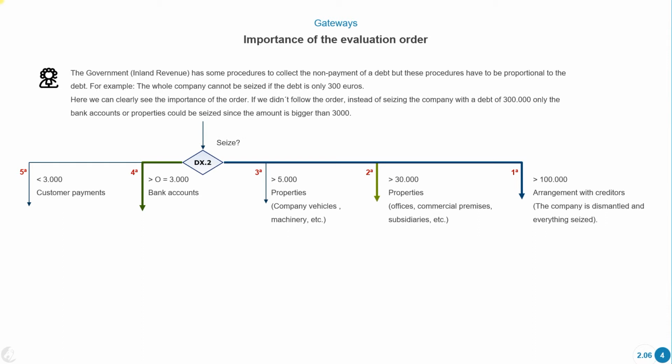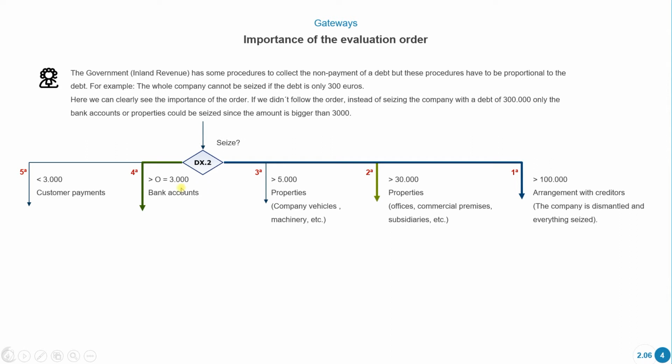The government has some procedures to collect the non-payment of a debt, but these procedures have to be proportional to the debt. For example, the whole company cannot be seized if the debt is only 300 euros. Here, we can clearly see the importance of the order. Because if we didn't follow the order, instead of seizing the company with a debt of 300,000, if we started here, only the bank accounts or properties could be seized, since the amount is bigger than 3,000. So we can see that the order here is important because the punishment will be very different.